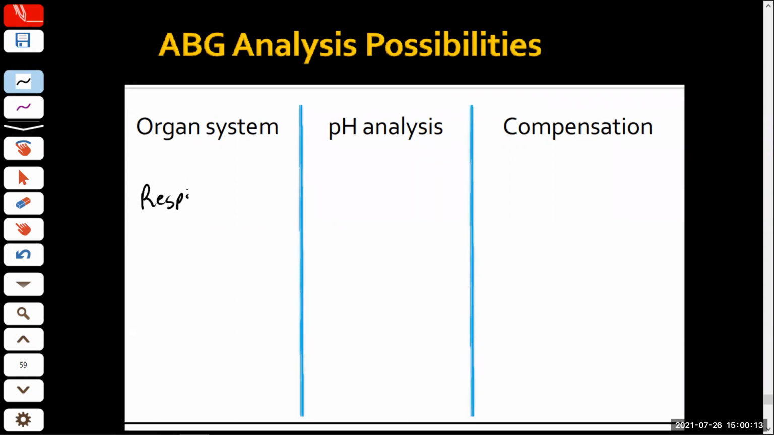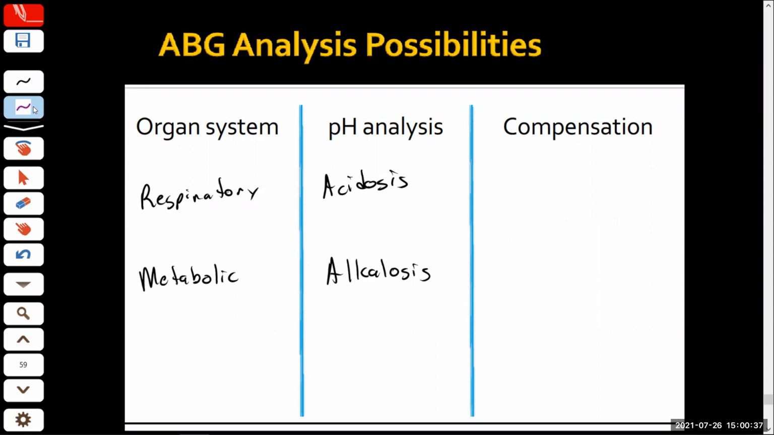We have respiratory or metabolic. Then it can be either acidosis or alkalosis. You're familiar with this. It can be one from each column. The new part for you is the compensation. Is it with full compensation, with partial compensation, or with no compensation?